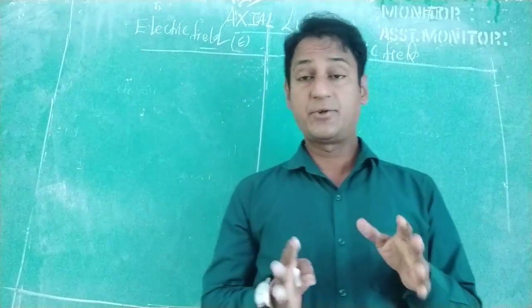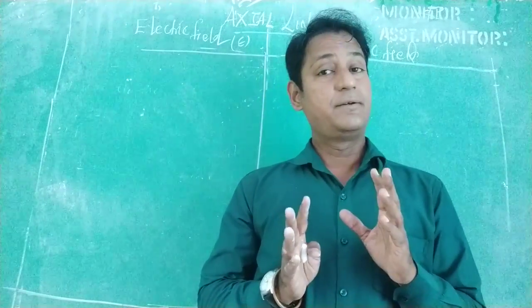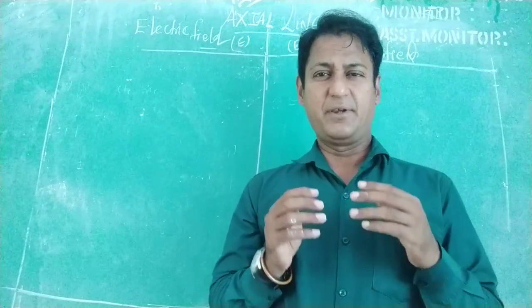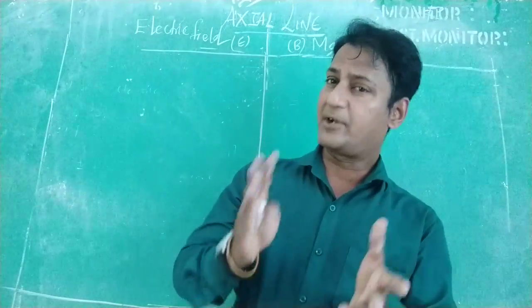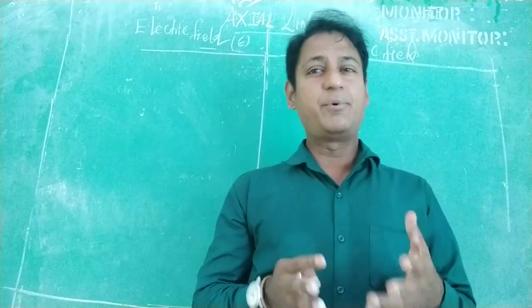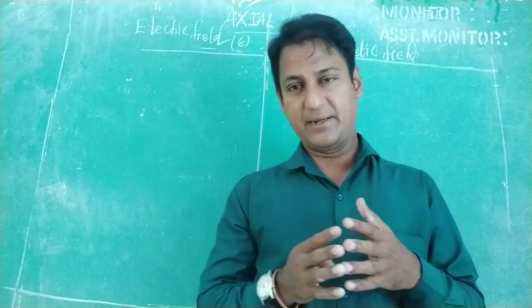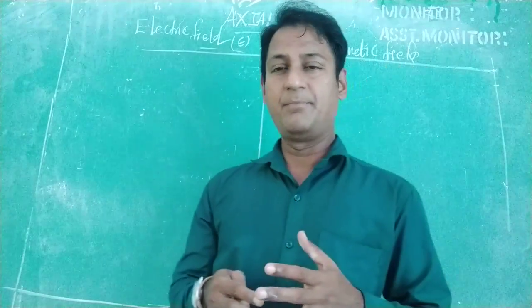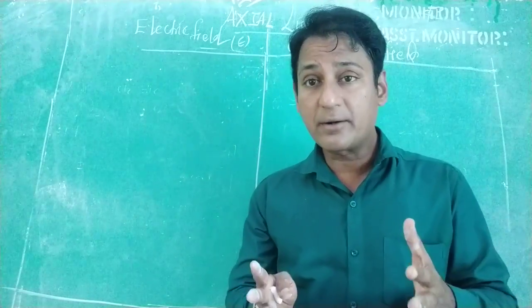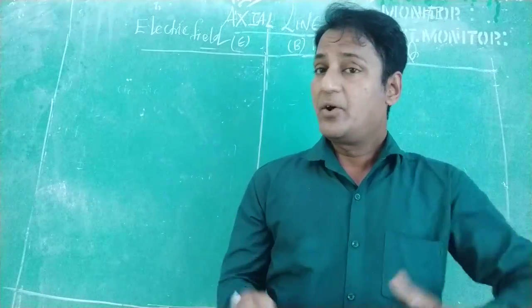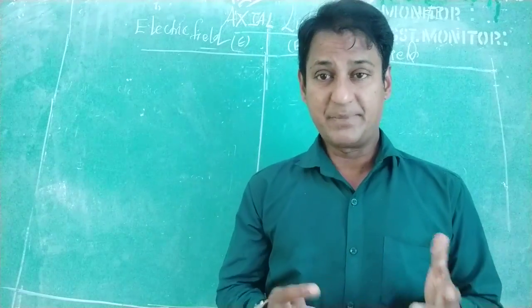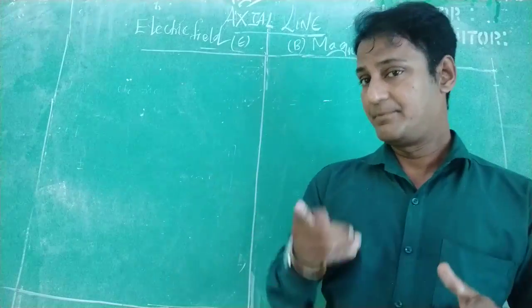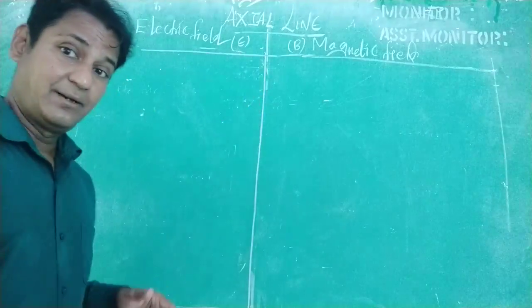Hi students, today you are going to see some different teaching. As you have already learnt about the electric field due to an electric dipole along the axial and equatorial line, and also the magnetic field due to a bar magnet or magnetic dipole along the axial line or equatorial line, we are going to compare those two here in this video. Let's enjoy.